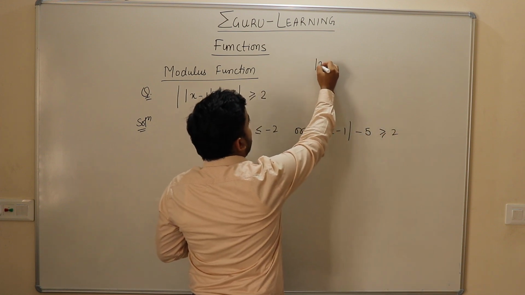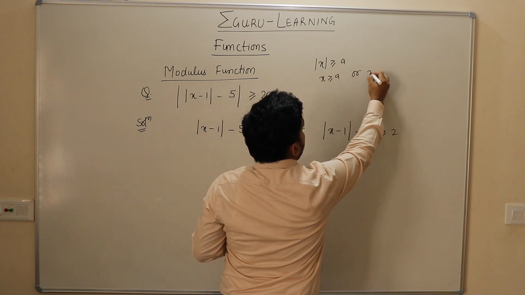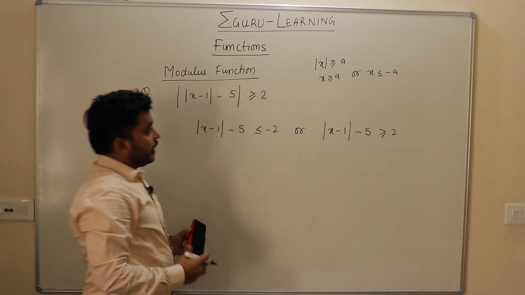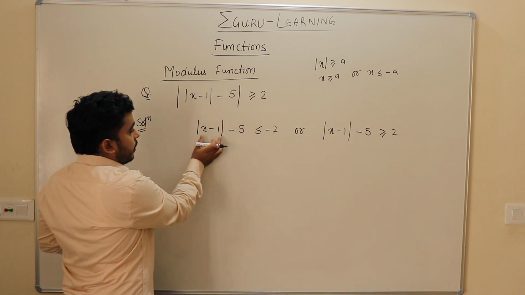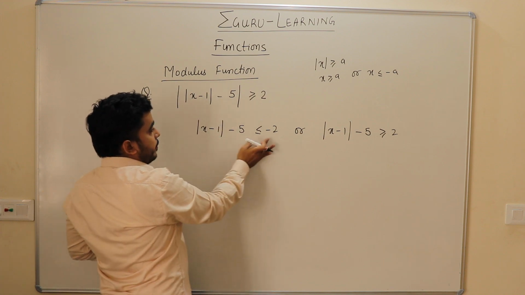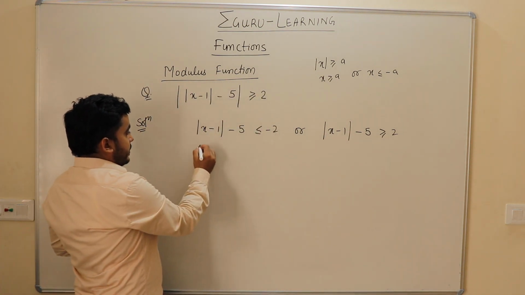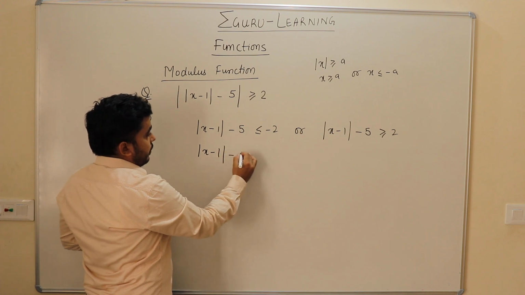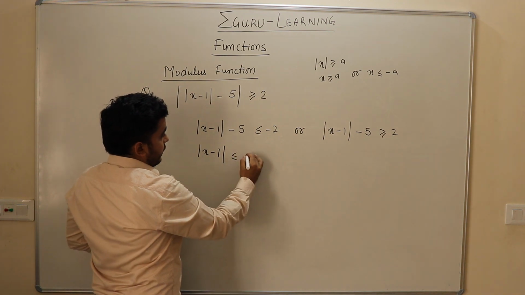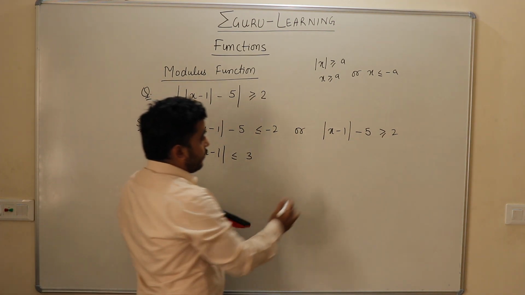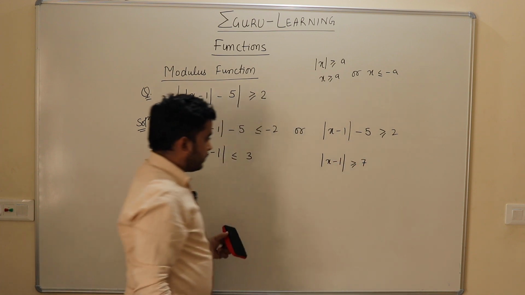Because we know that when mod x is greater than or equal to a, x is greater than or equal to a or x is less than or equal to minus a. Yes, we are using this property of the modulus. So using the property, we have got mod of x minus 1 minus 5 should be either less than or equal to minus 2 or greater than or equal to 2. Now let's take 5 to the right-hand side. So we can write this as less than or equal to 3, and here simultaneously mod of x minus 1 greater than or equal to 7.